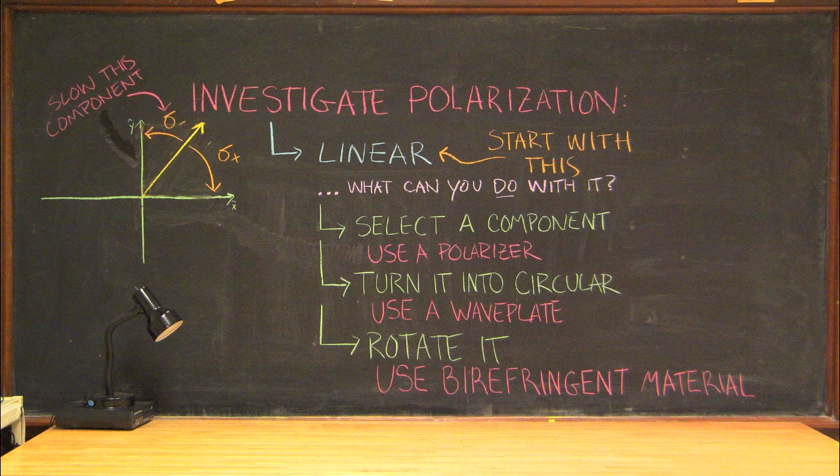Lastly, you could rotate the plane of linear polarization. This is done with a birefringent material, which causes a time delay between the right-handed and left-handed circular components of the linear polarization. When you add these circular components again after the birefringent material, you get a linear polarization at a new angle.